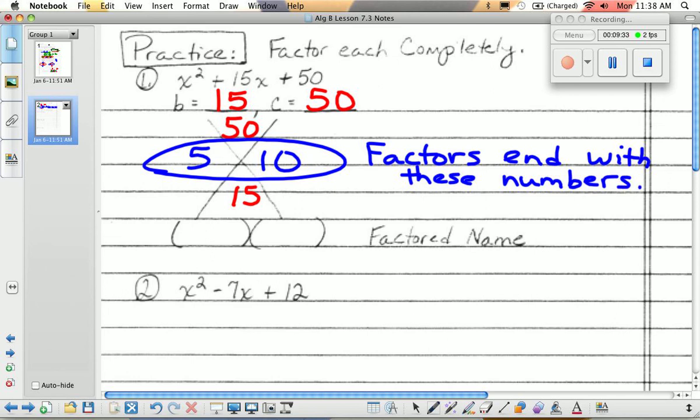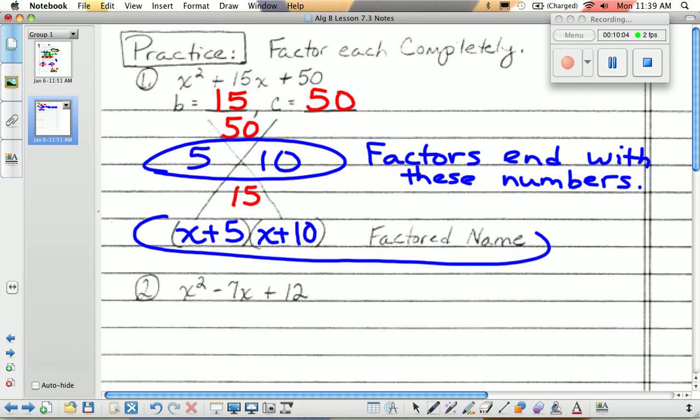Factors end with these numbers. Those two numbers that you find are what your factors are going to end with. And remember today, your factors are always going to start with x. They're always going to have addition in them to start with. And then if we need to clean them up, we will. And then they're going to end with those two numbers that we just got. So here is our final answer. There is the factored form of the polynomial x squared plus 15x plus 50.